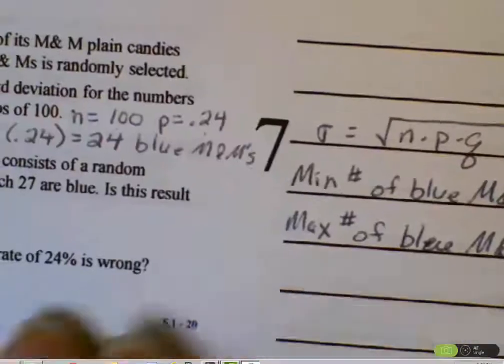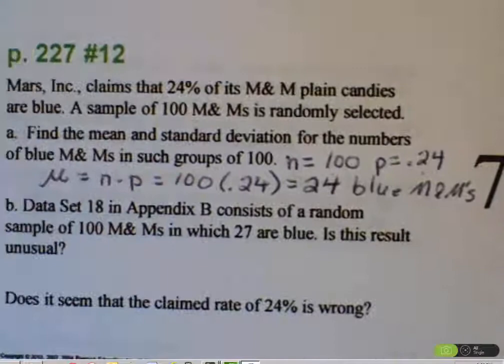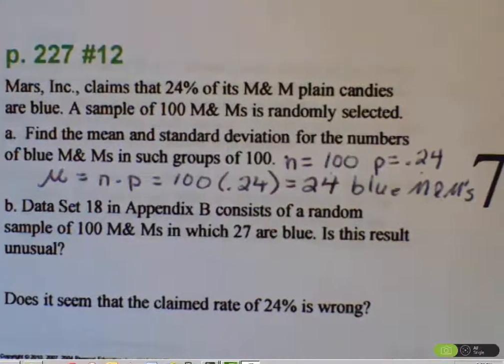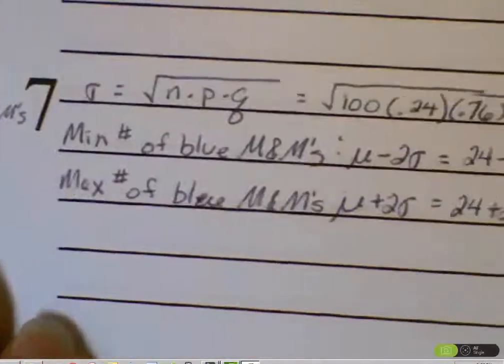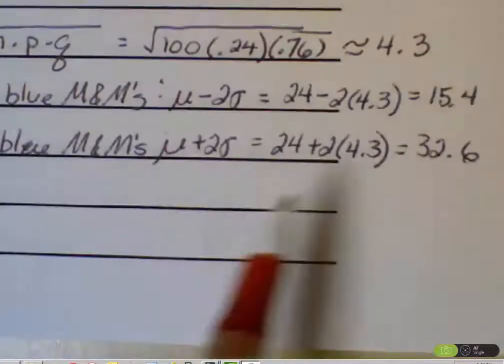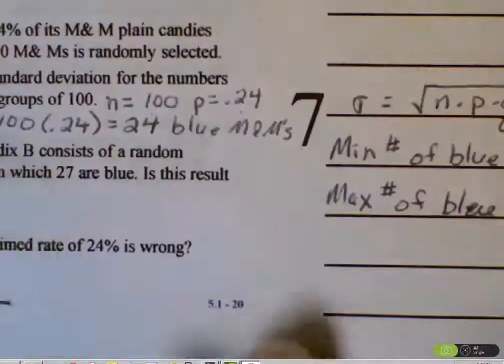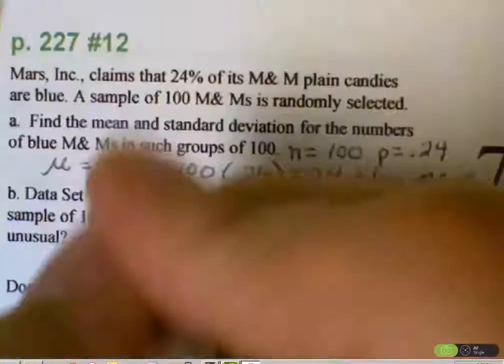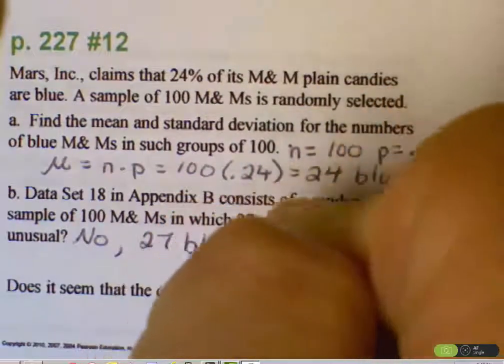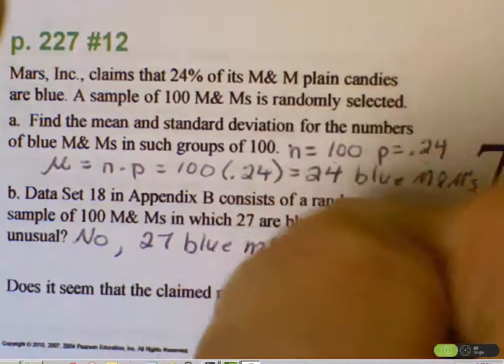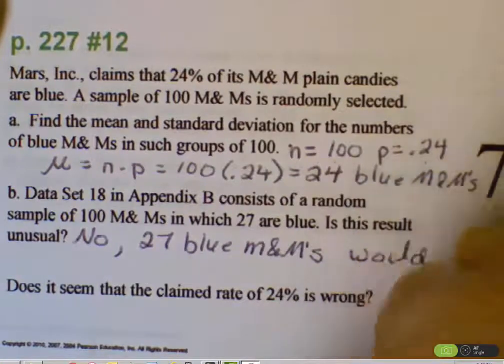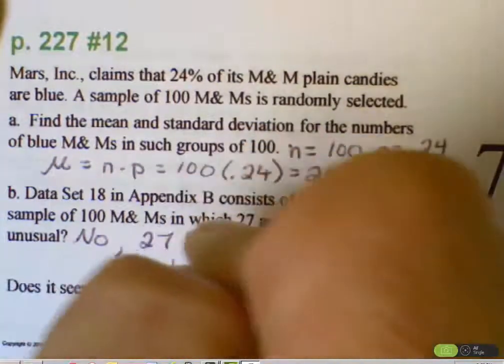The question in the B part is, would 27 be unusual? Well, 27 is between this minimum usual and maximum usual. So I'm going to say no, 27 blue M&Ms would not be unusual.